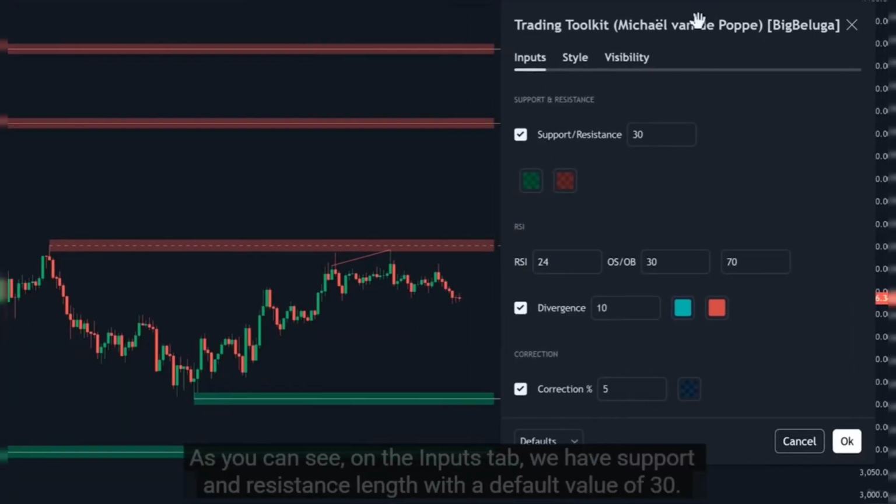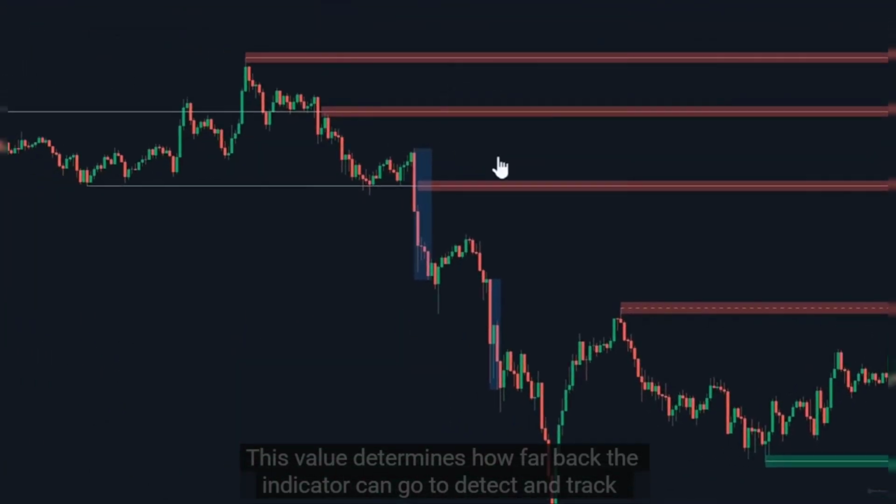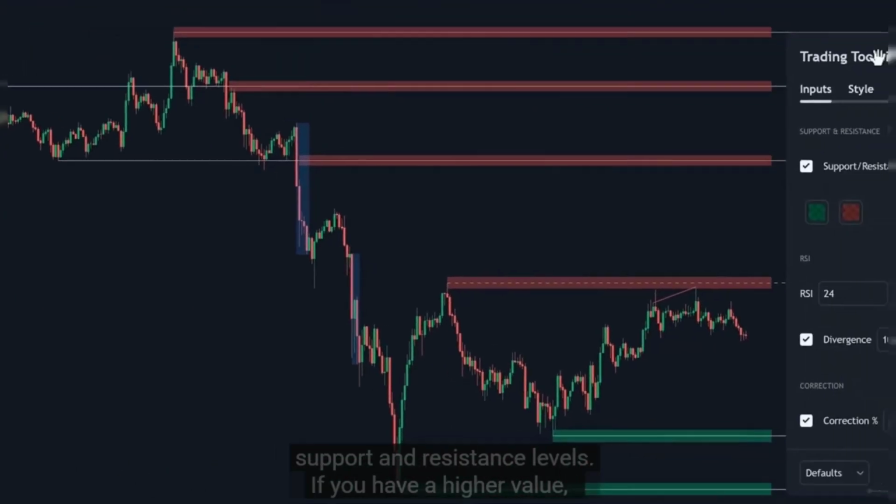As you can see, on the Inputs tab, we have support and resistance length with a default value of 30. This value determines how far back the indicator can go to detect and track support or resistance levels.